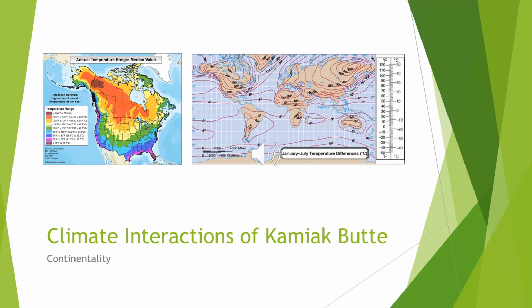Kamiak Butte is far away from the ocean compared to the west side of Washington, and this is why the Palouse is much drier compared to the west side of Washington. Eastern Washington experiences more extremes of temperature because the ocean heat sink does not moderate the climate.